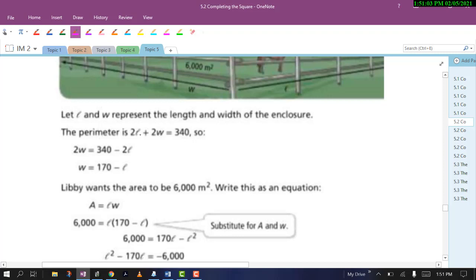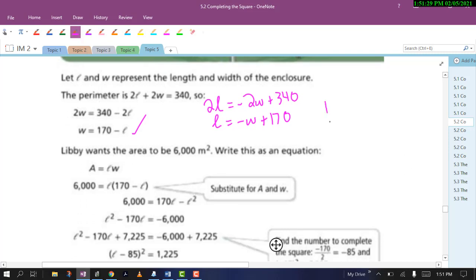So actually what they did first was subtract 2L and then divide by 2, so they solved it for W. You could do the same thing and solve it for L as well. So 2L equals negative 2W plus 340. Divide by 2 and L equals negative W plus 170. The same type of equation that they got over here. So that's our perimeter stuff.